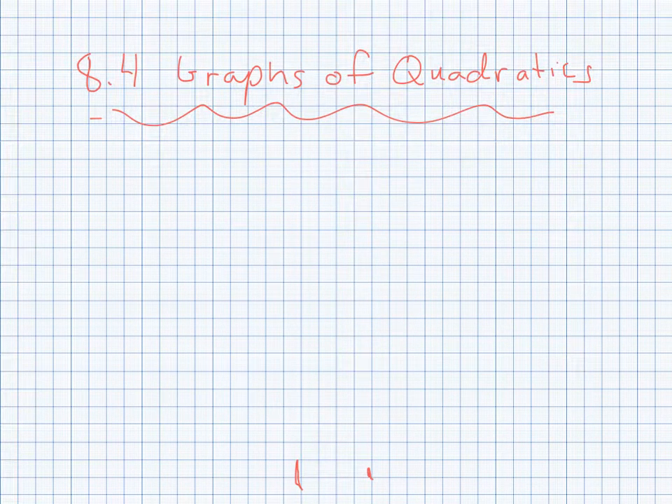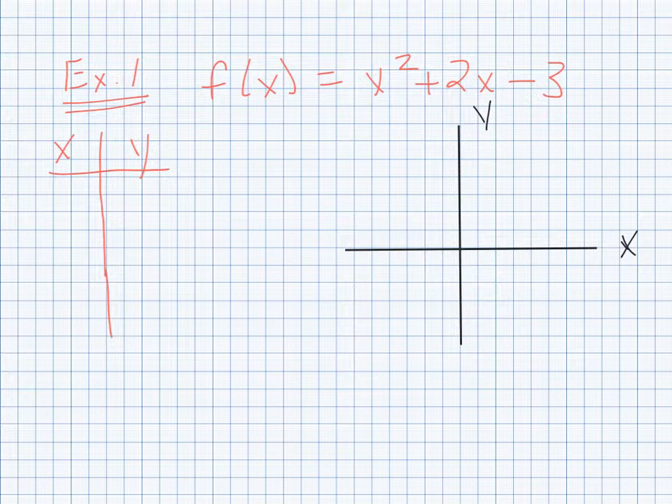Section 8.4 is on graphs of quadratic functions. In this section, we'll look at the graphs, how to graph them, and the properties of graphs of quadratics. For example 1, we have the function f of x equals x squared plus 2x minus 3.